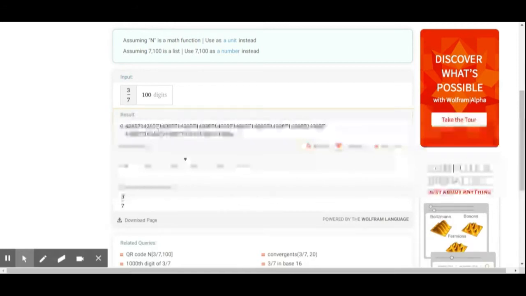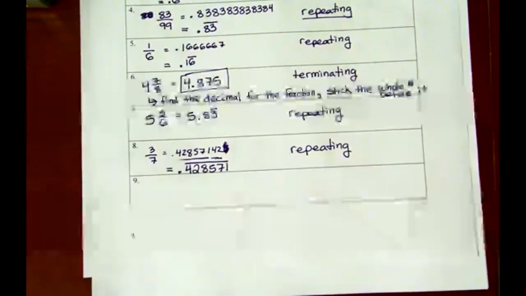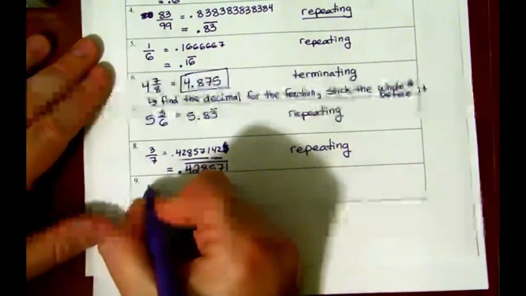0.428571, 428571, 42857. I hope you see it's repeating there. I really now see that 428571 repeating over and over and over again. Even though I couldn't quite tell everything from the calculator, I can definitely see that it's repeating here. Okay, so hopefully you're convinced that, yeah, this is repeating. One last one, 26 over 29.